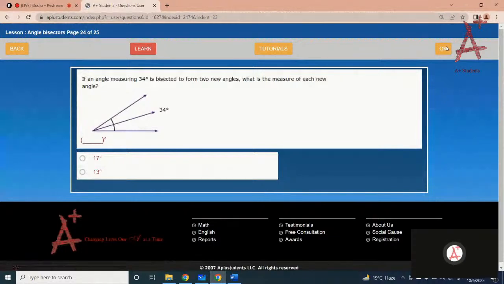If an angle measuring 34 degrees is bisected to form two new angles, what is the measure of each new angle? 34 divided by 2 is 17. It is. Got it?